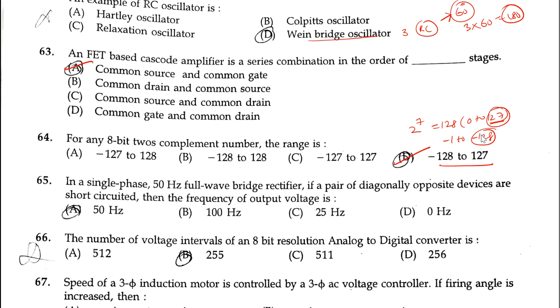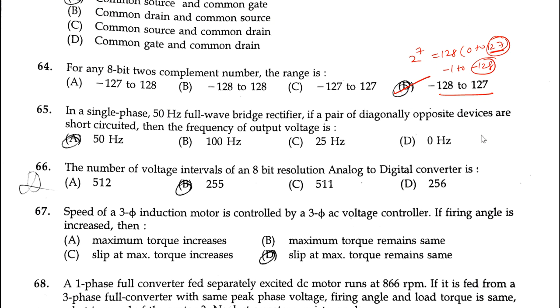Next one: in a single phase 50 Hz full bridge rectifier, if a pair of diagonally opposite devices is short circuited, then the output frequency is about what? When the diagonal elements are short circuited, the output is here and the supply Vs is here. With these diagonal elements shorted, we get the same output voltage. Whatever the supply frequency is, the same frequency will appear at the output.